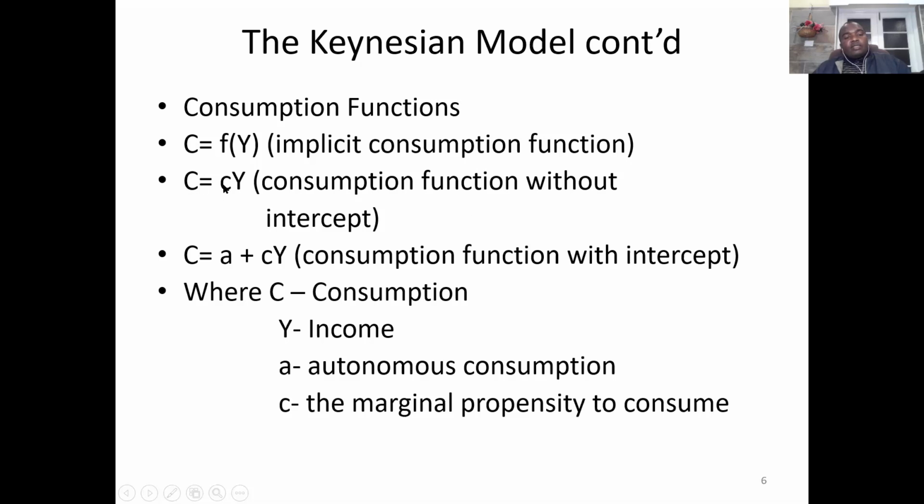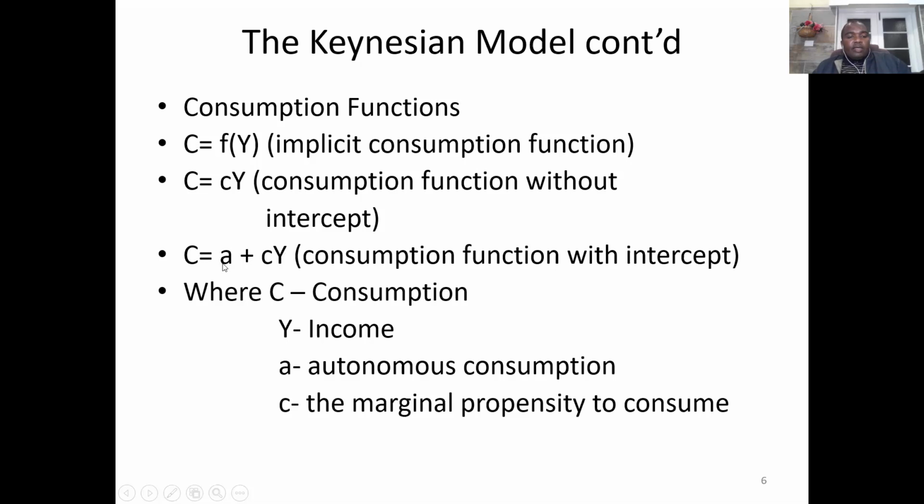This C equals small cY is a long-run consumption function because there is no vertical intercept to this consumption function. The vertical intercept is 0. And then when we are looking at the fourth bullet, we see a short-run consumption function where the aggregate consumption has two major components: the autonomous consumption part, which is represented by small letter a, and the income-induced consumption part, which is represented by cY.